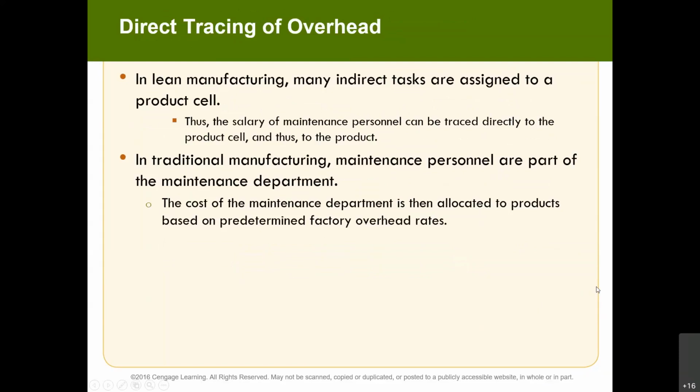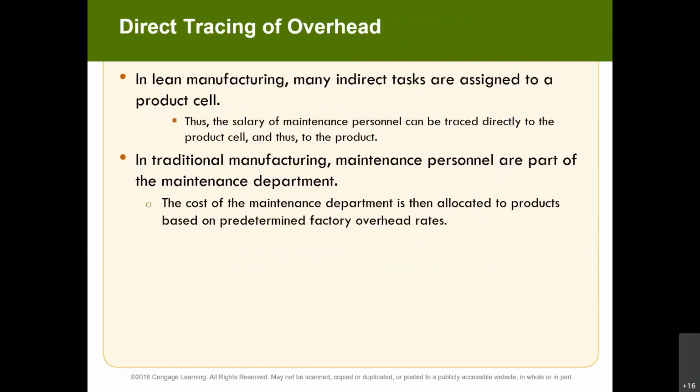So what about tracing overhead? This is another method of reducing our overall lead time, which makes us a more lean manufacturer. So in lean manufacturing, many indirect tasks are assigned to product sales. Thus, the salary of maintenance personnel can be traced directly to the product sale and thus to the product.